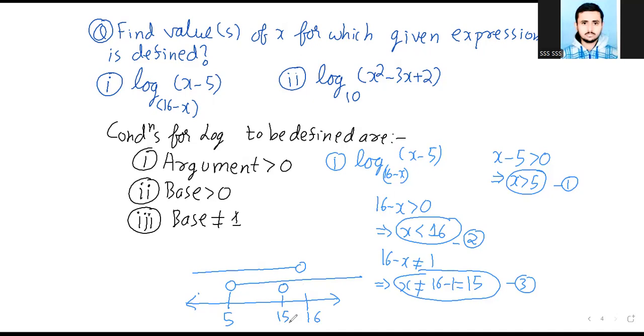All numbers are acceptable, but 15 needs to be excluded. So for our final answer, we will need this common portion. The final answer is x belongs to 5 to 15. This is the first common portion. Union, the second region is 15 to 16.